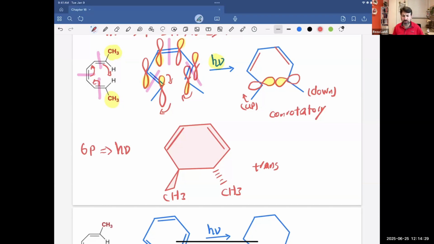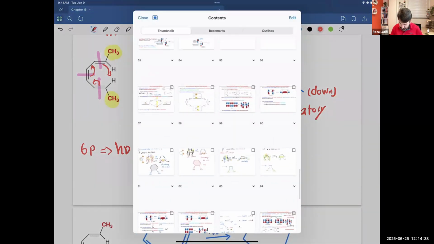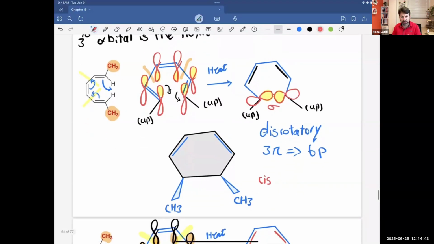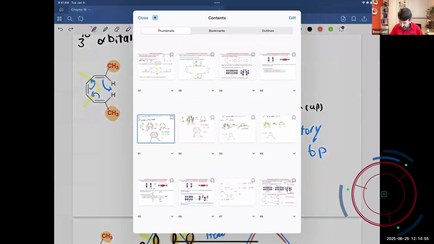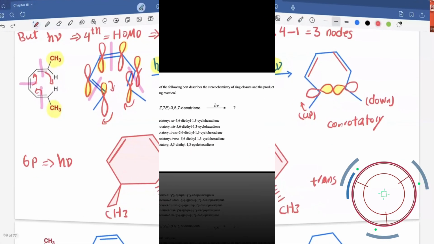Now, let me go to the previous lecture and look at the same molecule in the presence of heat and see what we got when we applied heat. So, in the presence of heat, it's the same molecule. When we applied heat, we got the cis product. It's exactly the same molecule. Check the methyl groups are far from each other, and we got the cis product. Now, when we repeat the experiment with light, we get the trans product.